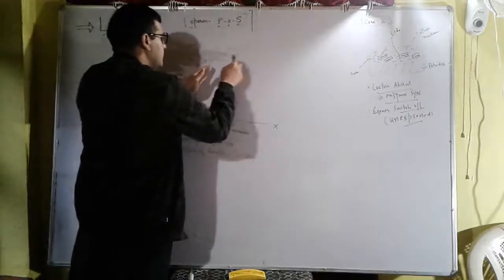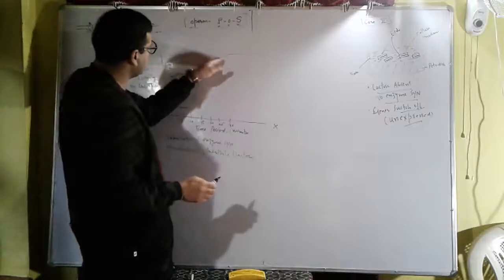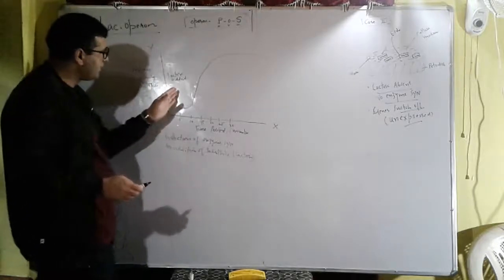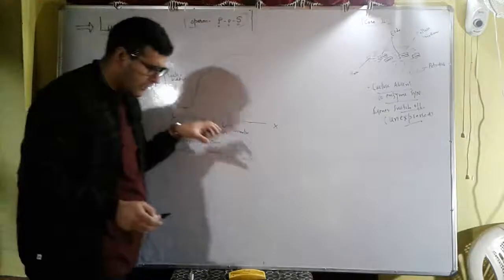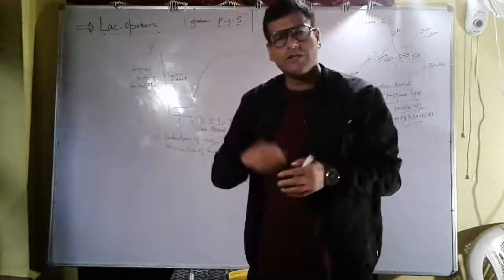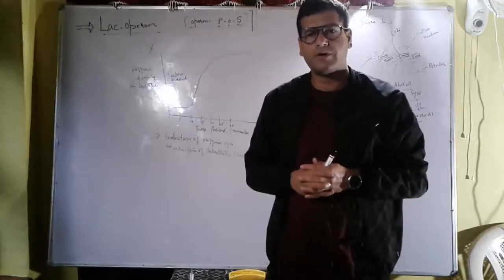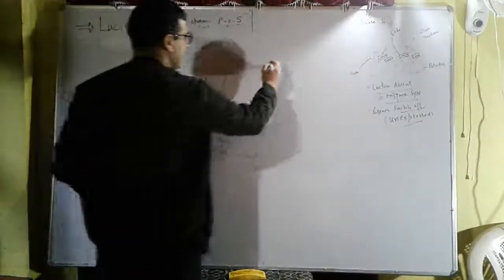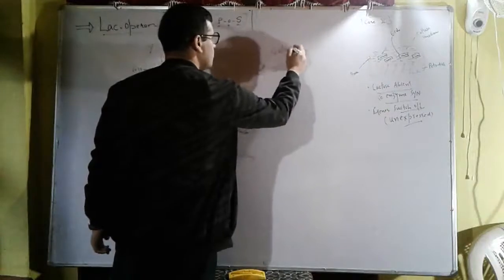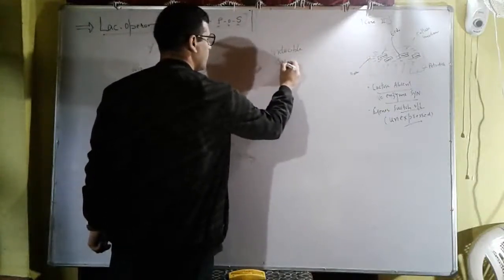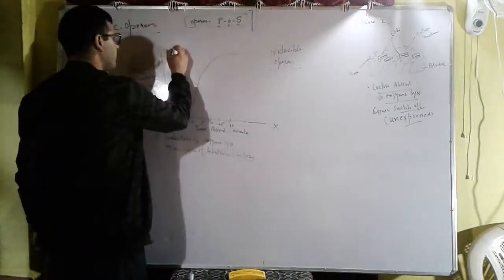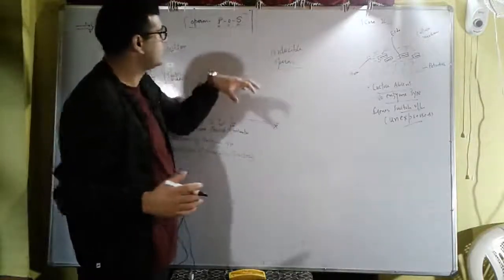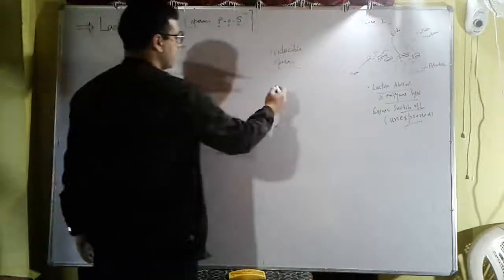And after a certain time, it has increased, and after that, it remains constant. So this graph indicates that lactose induces the synthesis of enzymes during the lac operon. So lactose is an inducer. The lac operon is an inducible operon. So this is induction. That means addition of substrate, addition of lactose, has induced the synthesis of enzymes. So we say that the lac operon is an inducible operon.